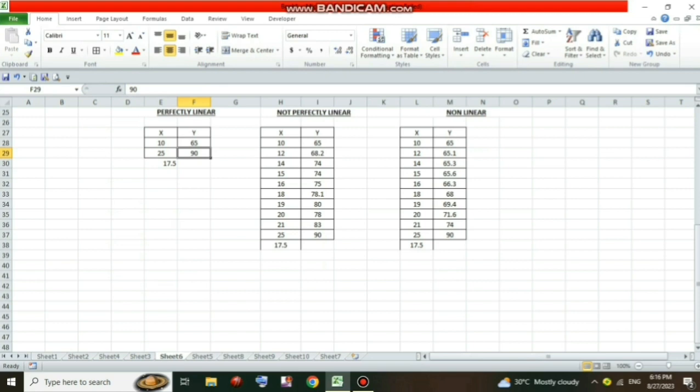But here you can see the third case, that is non-linear. 65, 65.1, 65.3, 65.6, 66.3. Suddenly you can see 74 to 90. So here you can see it is totally non-linear, it is not even linear.